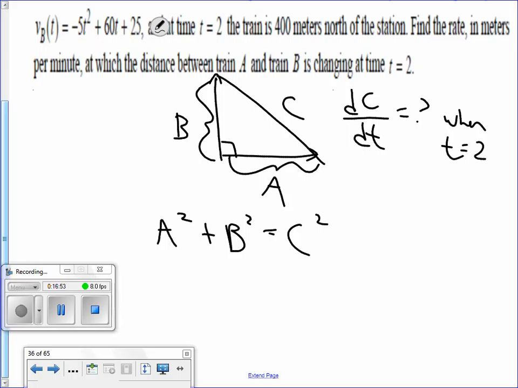Once you write an equation that relates the quantities, then you take the derivative of both sides with respect to t. So if it's not a t, you have to remember you need to put d/dt. So what's the derivative of this side going to be? 2A dA/dt.